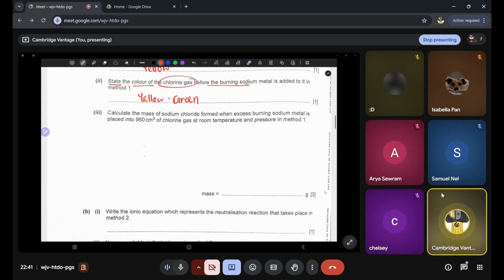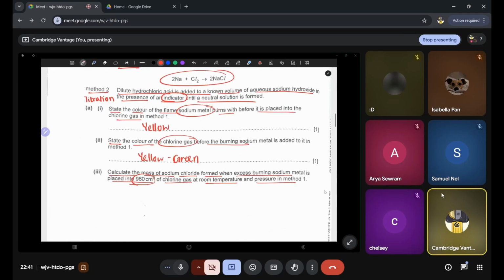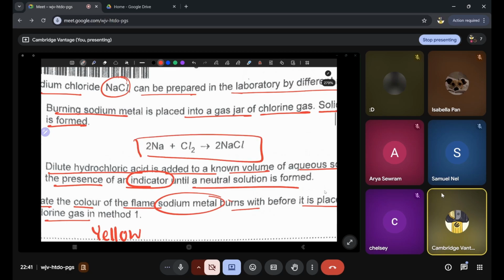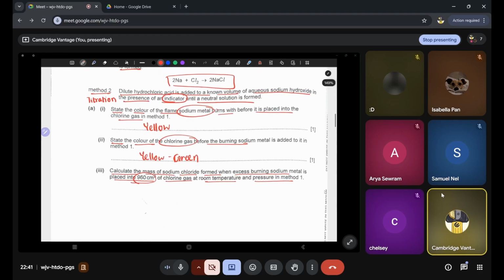Okay, and next we have a moles calculation. Let's see what is given to us. Calculate the mass of sodium chloride formed when excess burning sodium metal is placed into 960 cm cubed of chlorine gas at room temperature and pressure in method 1. So let's look at the equation. What do we have? We have the volume of chlorine gas present, and they told you that sodium metal is in excess. Whenever a substance is in excess, we ignore that substance for the remainder of the moles calculation.